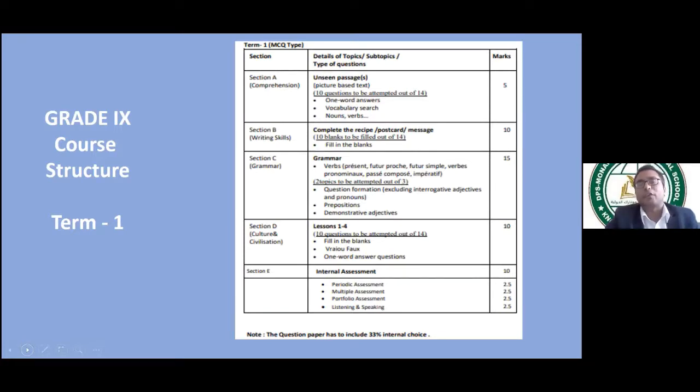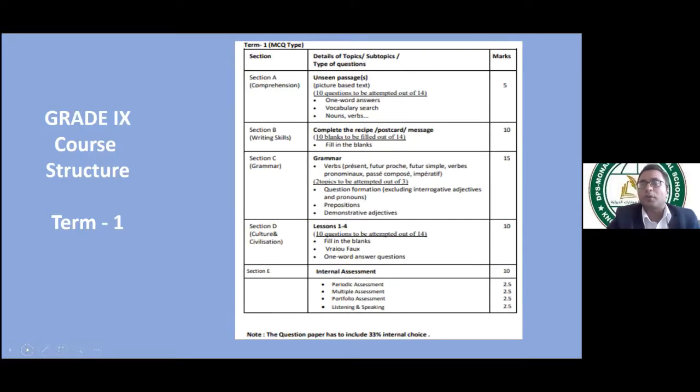Section C talks about grammar. The first question is compulsory and out of the remaining 3 questions, they have to attempt any 2. So out of 4 questions, they have to attempt any 3, but the first question would be compulsory. That would be based on verbs. Section D focuses on culture and civilization of France. The syllabus for culture and civilization is the first 4 lessons. The students have to attempt 10 questions out of 14. Questions would be in the form of fill in the blanks, true or false, and one word short answers.